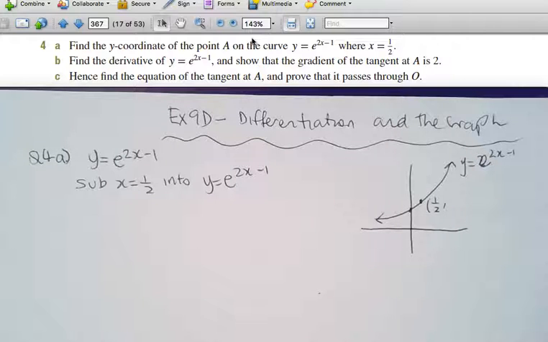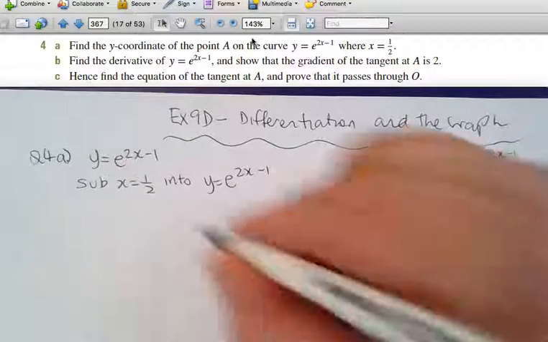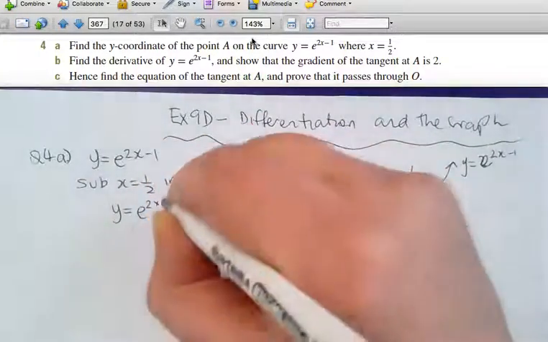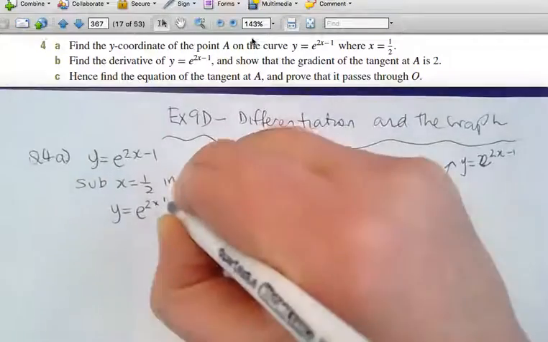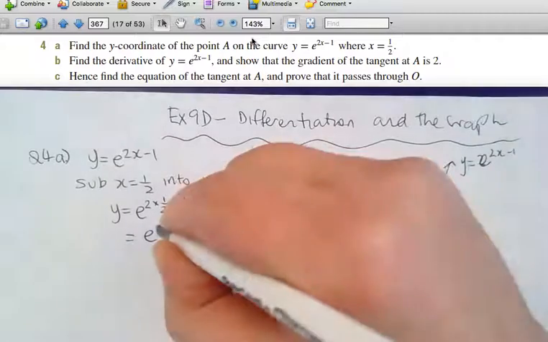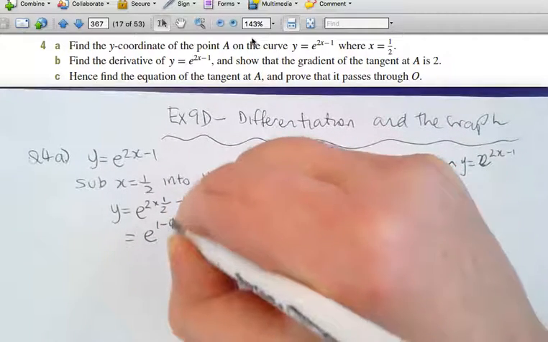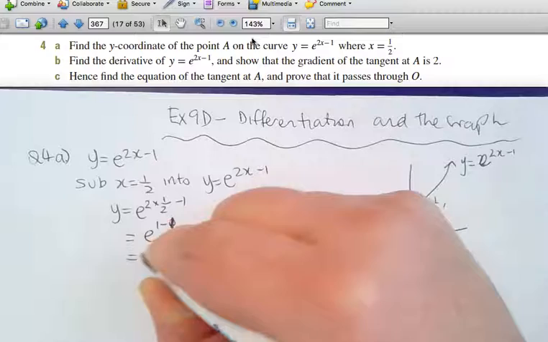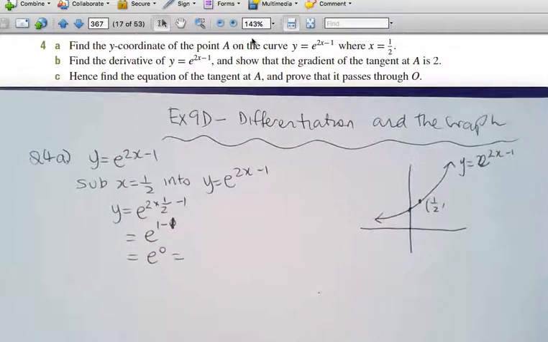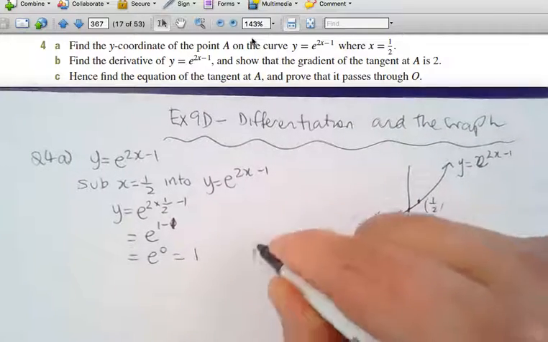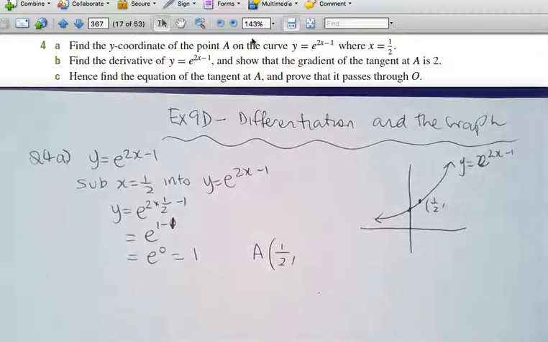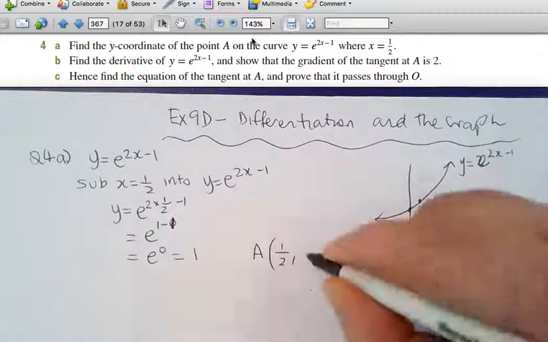So when x is a half, what's the y value? So what do we get? y is e to the 2 times what? A half, minus 1. What's 2 times a half? So that's 1 minus 1, which is e to the 0, which is, what's it? Anything to the power of 0 is 1. So the coordinates of point A is a half, 1.